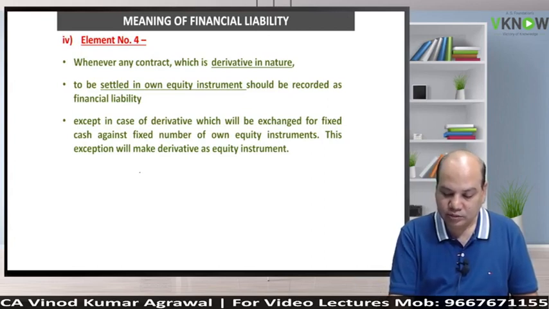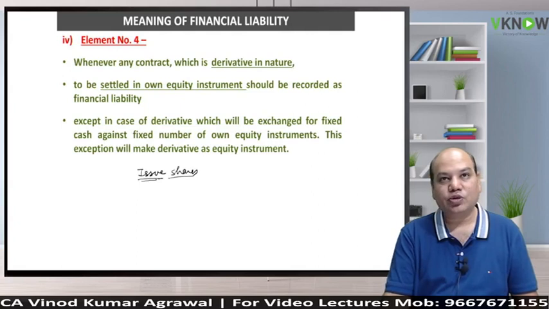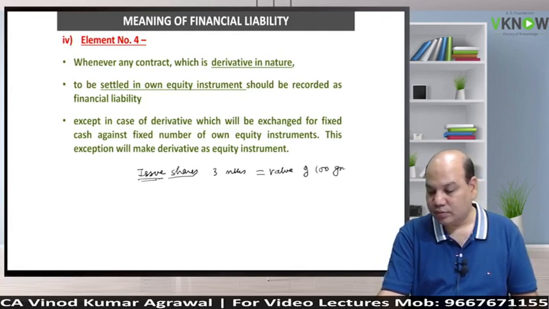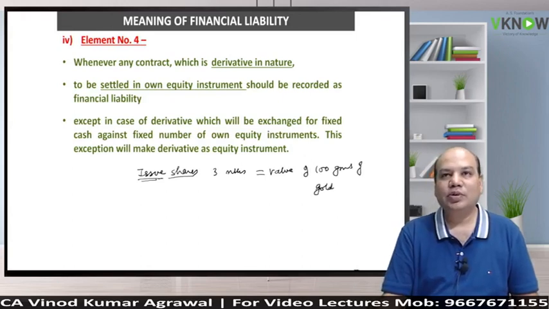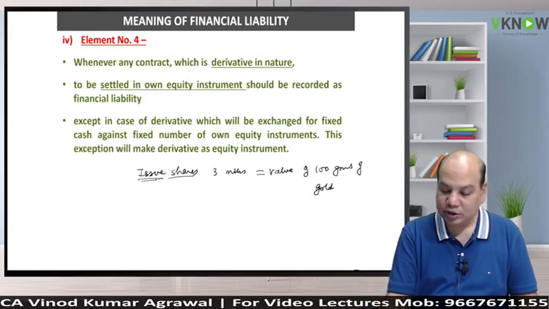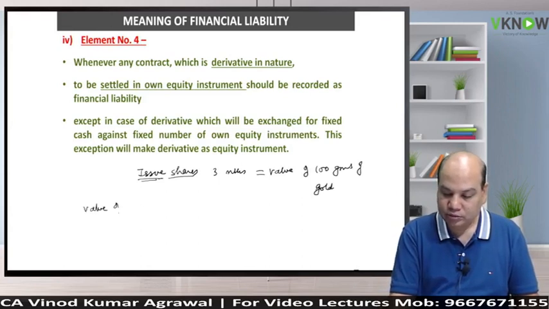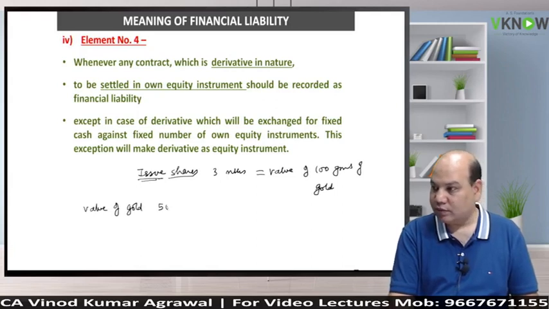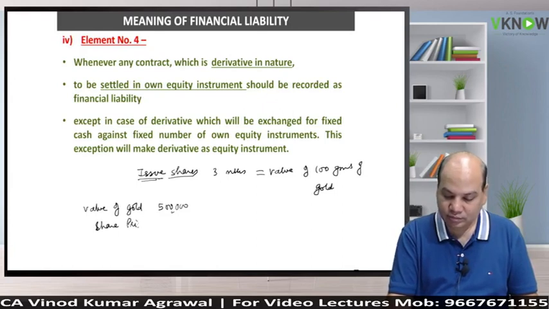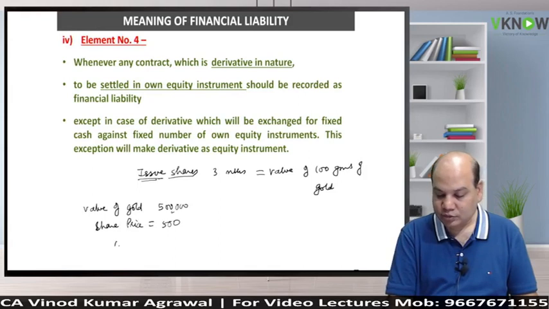Okay. Like for example, you may say, we will issue you the shares after 3 months. The contract is, will issue you shares after 3 months equal to the value of 100 grams of gold. Now see what happens after 3 months. The value of 100 grams of gold is 5 lakh. The share price is suppose 500. So the number of shares to be issued is how much? 1000.